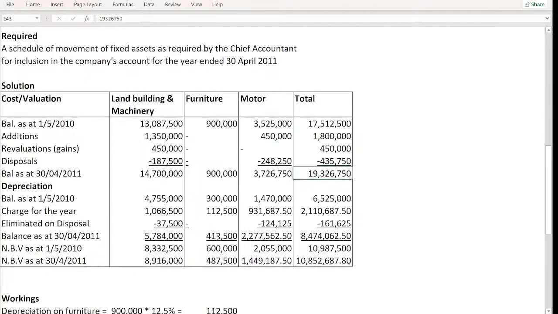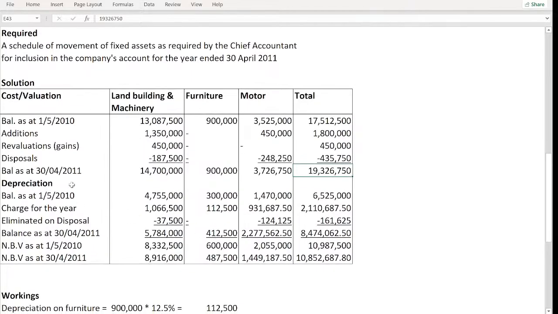So we go to the next part, depreciation and amortization. Here we are going to start with the balance carried down as of 1st May 2010. In our question, we are being told that the balance carried down for the land, building and machinery, when you add all of them, we get 4,755,000.